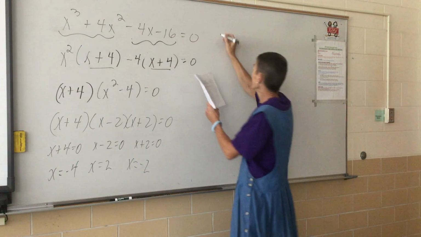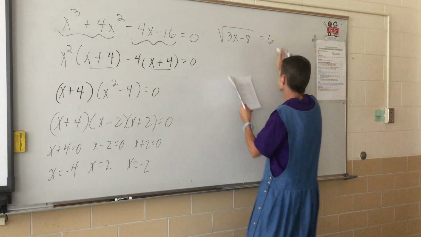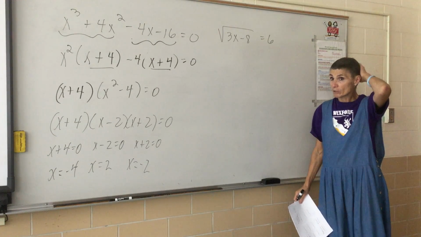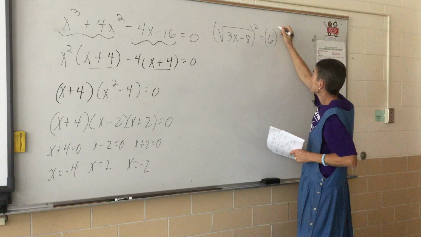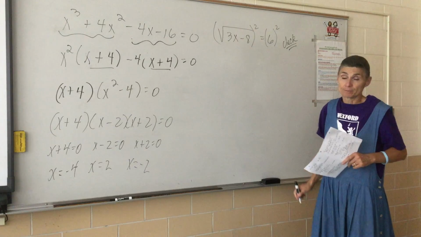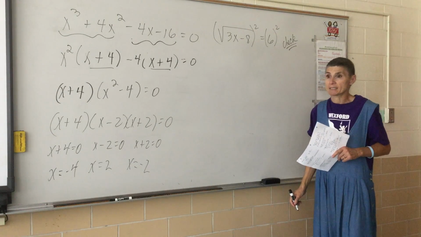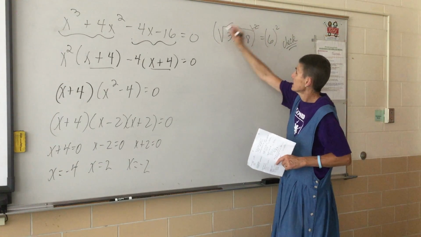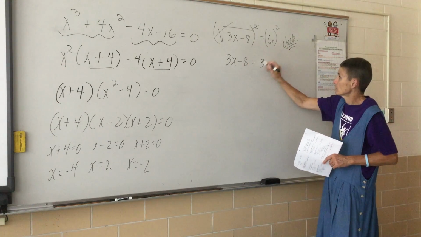Okay, now we've got one of these guys. So do you remember we spent some time solving these? We also know that when we square both sides, which is what we're going to do, we need to check our answer. Because anytime we square both sides, we introduce the possibility of an extraneous root. All right, well, a square cancels the square root, so we have 3x minus 8 equal to 36.